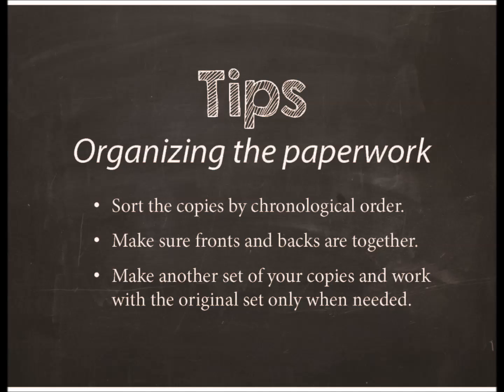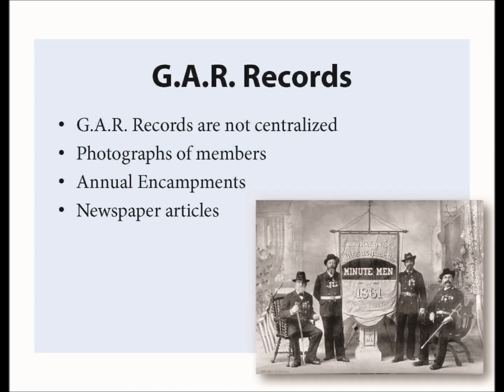Now, one of the things I like to do when I get a pension is to sort out the copies in chronological order. So first, you want to make a duplicate set. Make sure the fronts and backs are together, because you don't want to lose part of that story because you haven't attached them. And use one set in original order, how you found it. Leave it like that. But then take the other one and put it in chronological order. You will find a gold mine of information, and you will read this like a narrative timeline of your ancestor's life from the Civil War to when he died or to when his widow died.